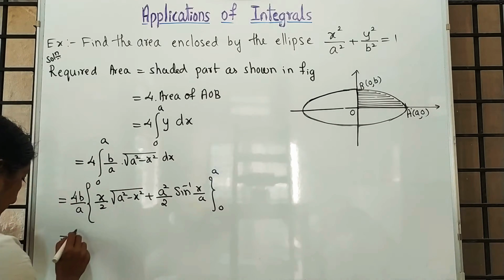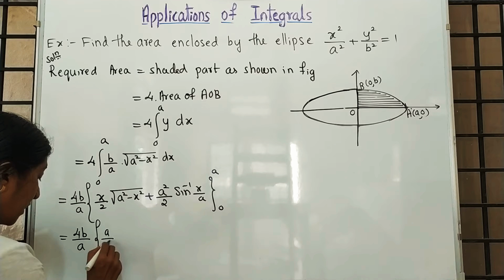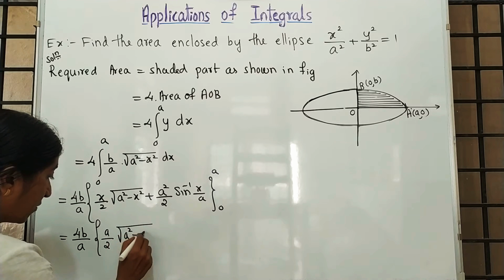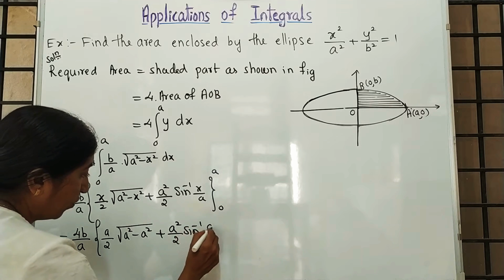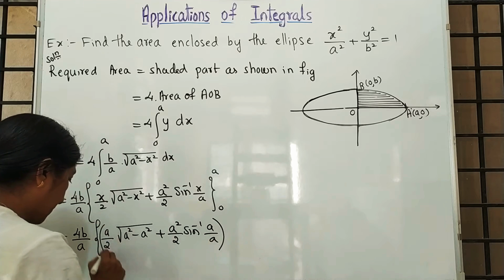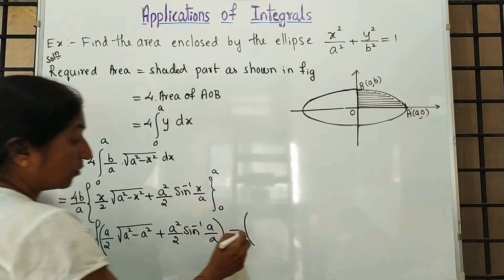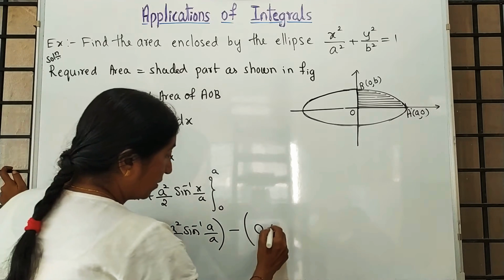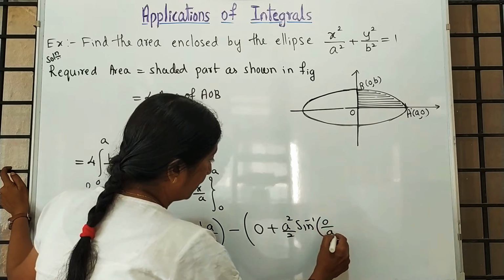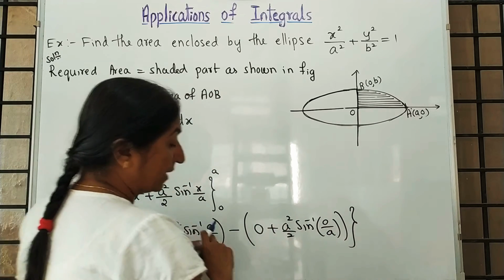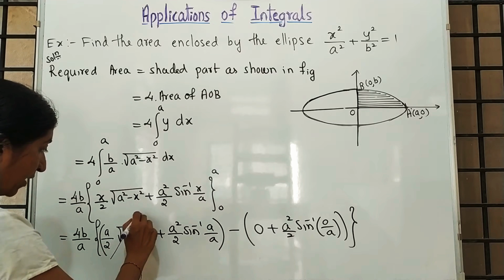Now write down the upper limit and lower limit. It is 4b upon a. Upper limit is a. It is a by 2 root of a square minus a square plus a square by 2 sine inverse of a by a. First we have to write the upper limit. Minus, here x by 2, x is what? 0. 0 by 2 is 0. That means the complete value is 0. Plus a square by 2 into sine inverse of 0 by a. So we are familiar with all the calculations. Here a square minus a square is 0. Complete value is 0.